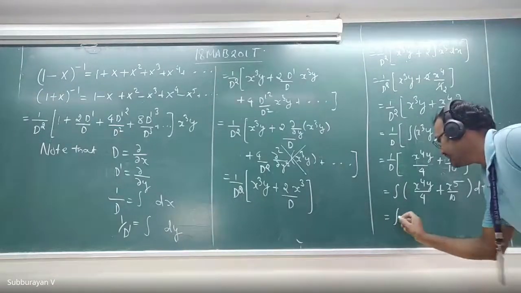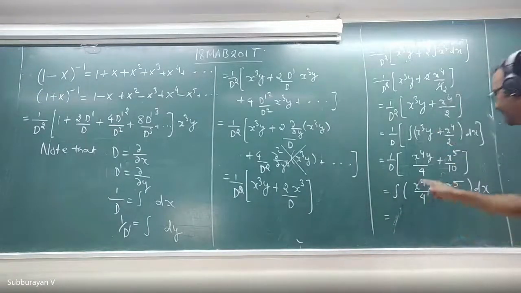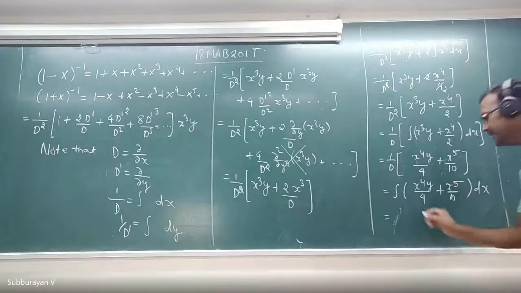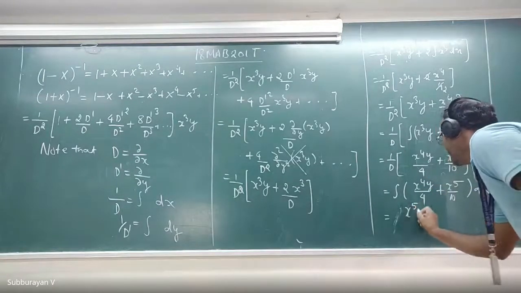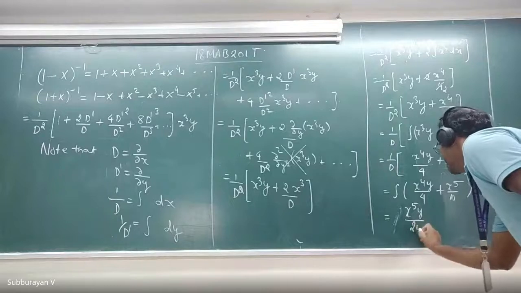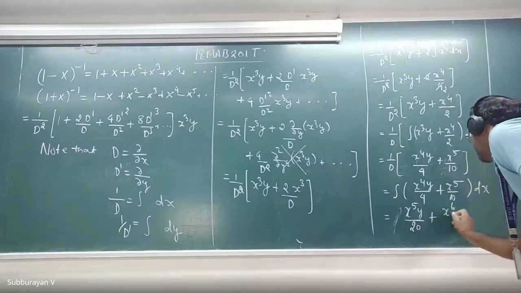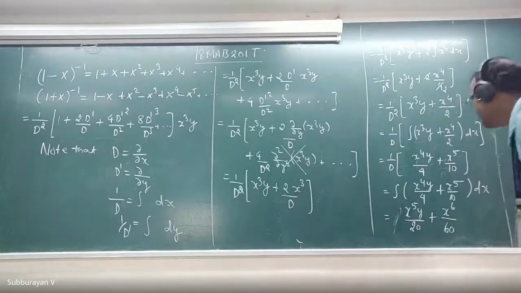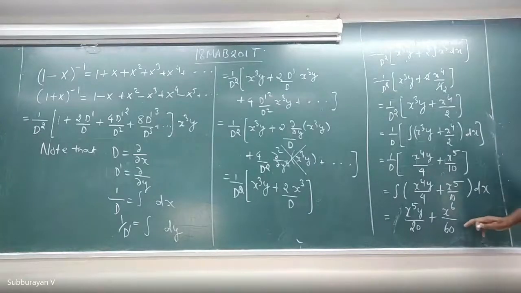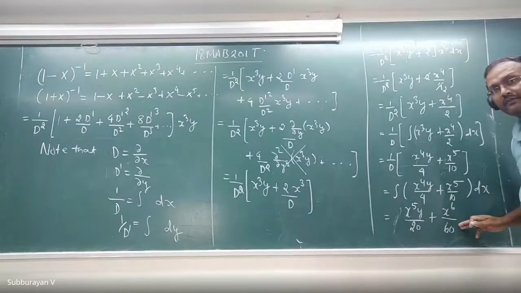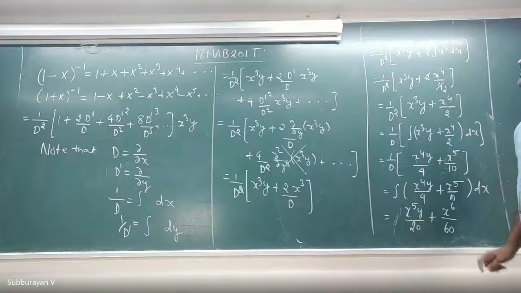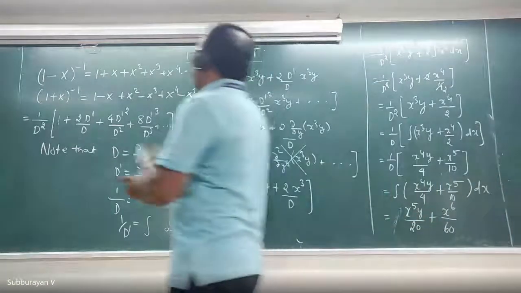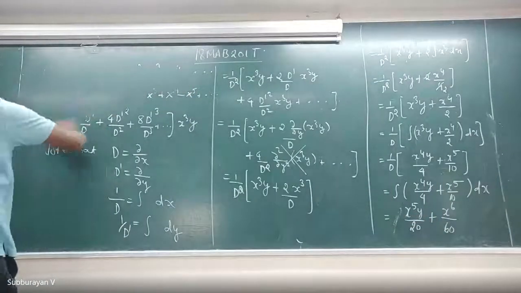Now what is this? What will I get if I integrate this with respect to x? This is x power 5 y divided by 20 plus x power 6 divided by 60. This is the required particular integral for the above problem. Fine. Now what is the general solution?